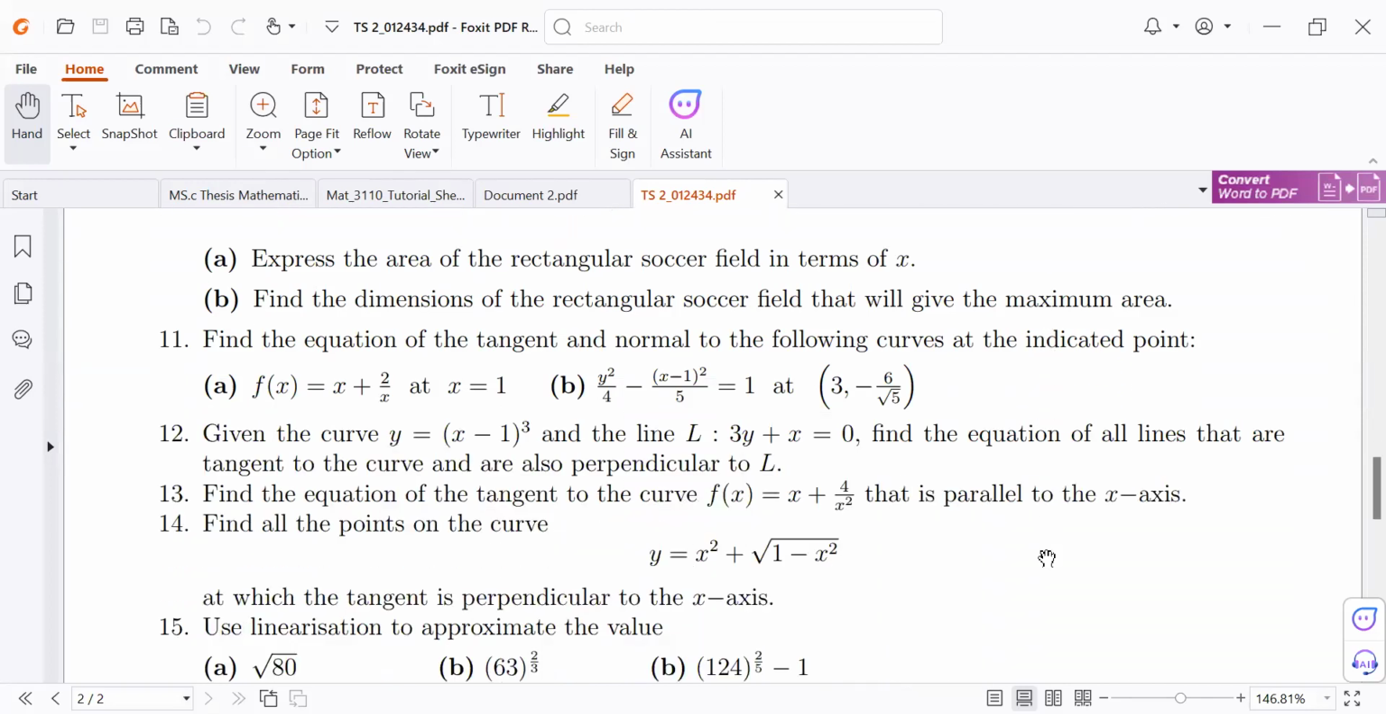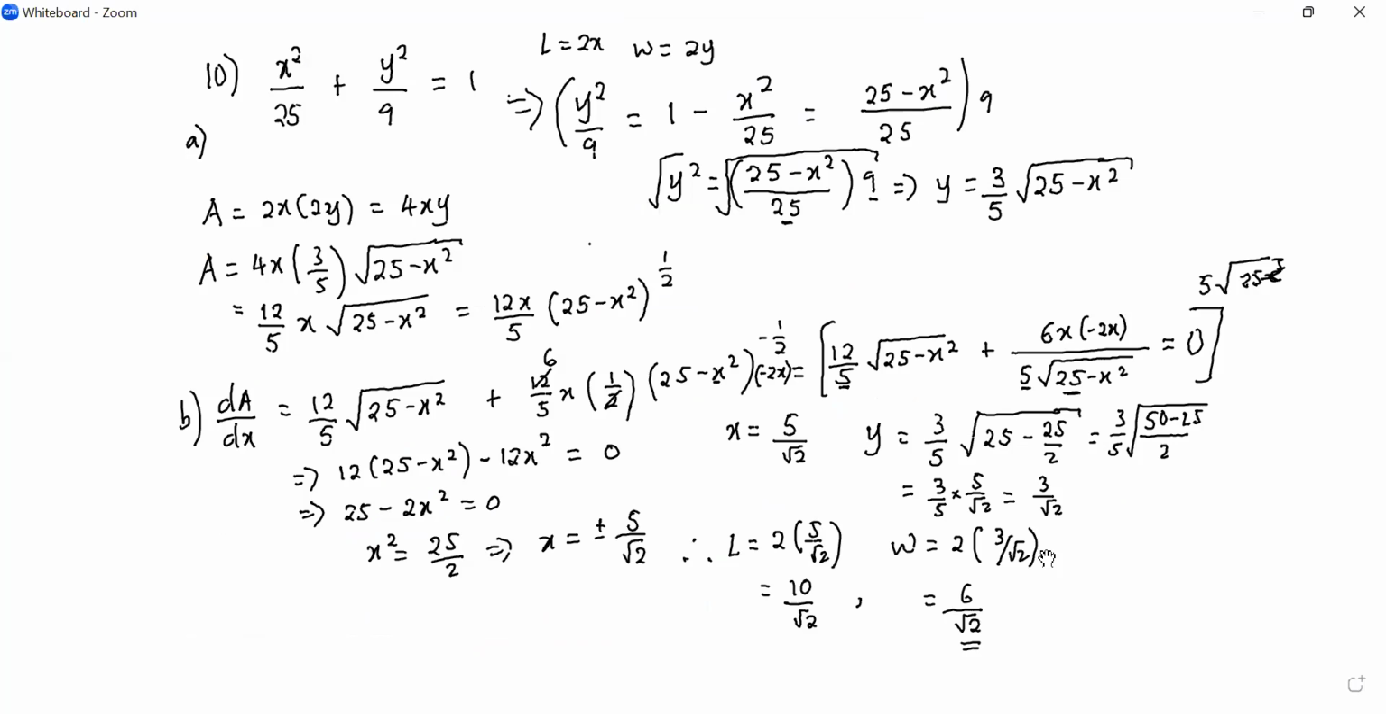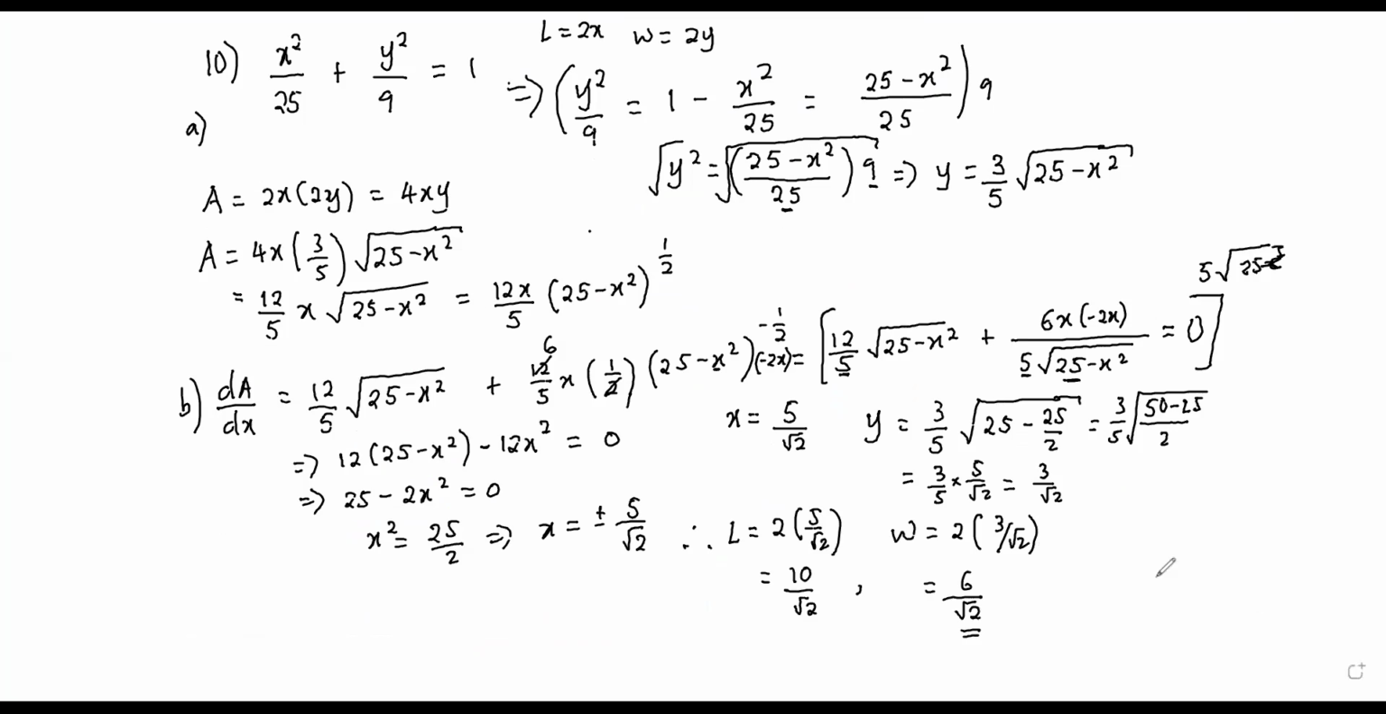Question 11 says, find the equation of a tangent and normal to the following curves at the indicated points. So the first one, that is question 11.